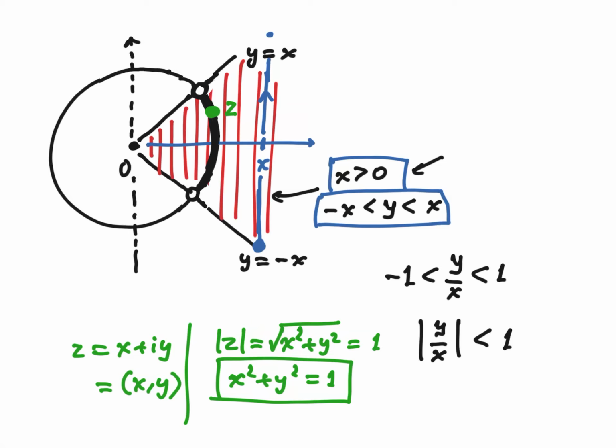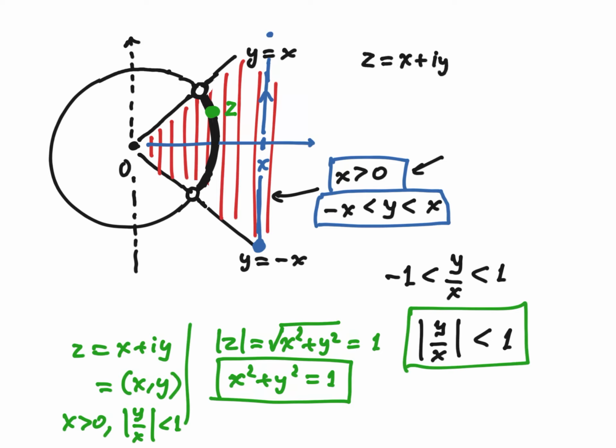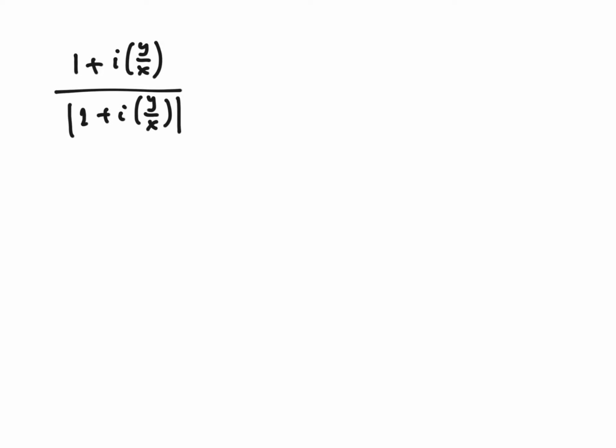Okay, but also I'm assuming that z is in this red shaded region. So in other words, I'm assuming that x is positive and that the absolute value of y over x is less than 1. Satisfies this inequality, in other words. So here's what I can do. I can look at z and I can think of it as 1 plus i times y over x divided by the modulus of that. All right, so the first thing we should do is just check the validity of that expression. So let's just quickly do that here. Okay, so what I'm going to do is just take this expression and multiply top and bottom by x. Let's recall x is positive by assumption.